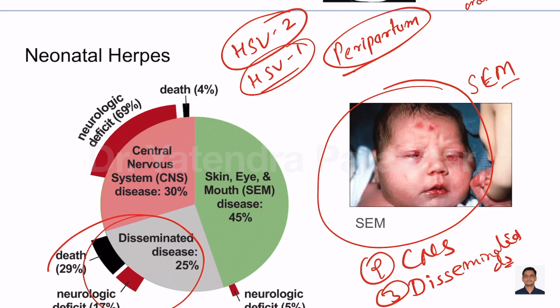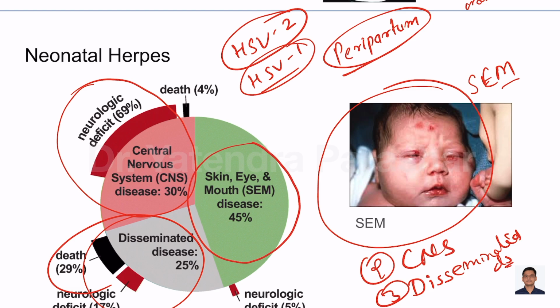Disseminated disease has the highest mortality rate. CNS involvement causes neurological deficits and seizures. Skin, eye, mouth disease usually get resolved without any sequelae but requires treatment with acyclovir for 14 to 21 days.